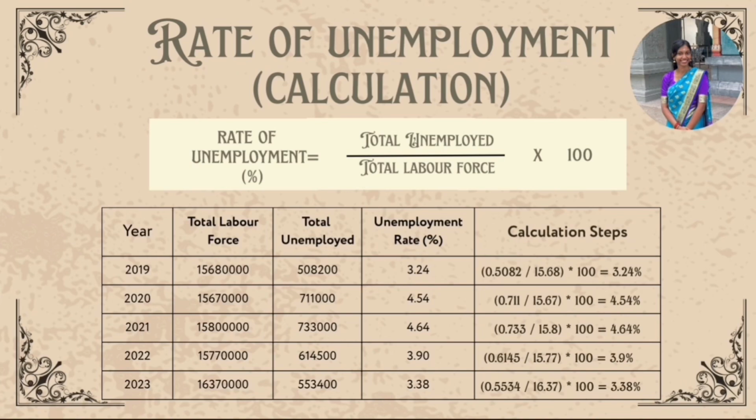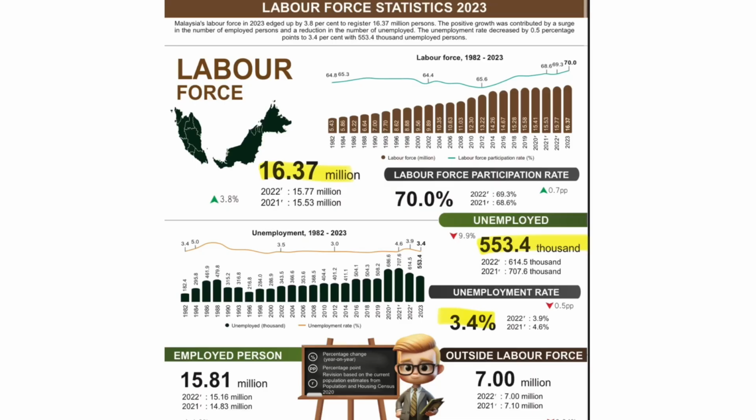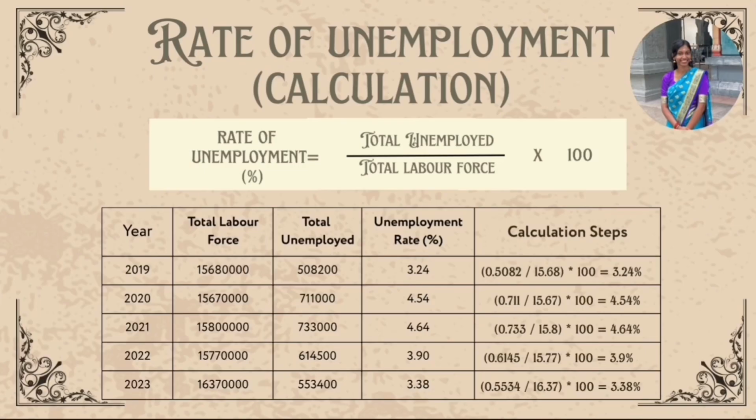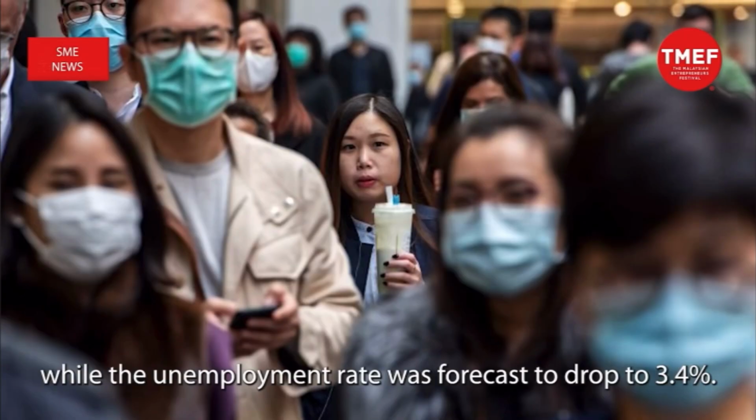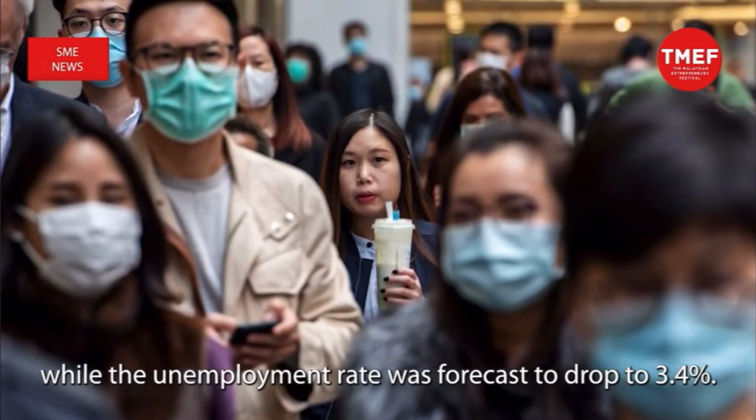And finally, in 2023, things got even better. The unemployment rate went down to 3.38%, with more people working and the economy slowly bouncing back. We get 3.38% by dividing 0.5534 by 16.37 times 100. So overall, we can see the unemployment increased during the pandemic, but it is slowly improving, which is a good sign for our economy.